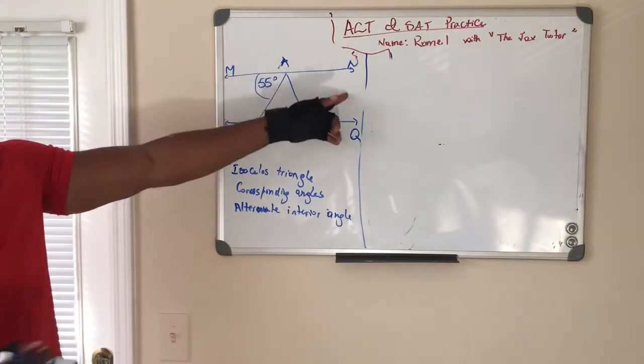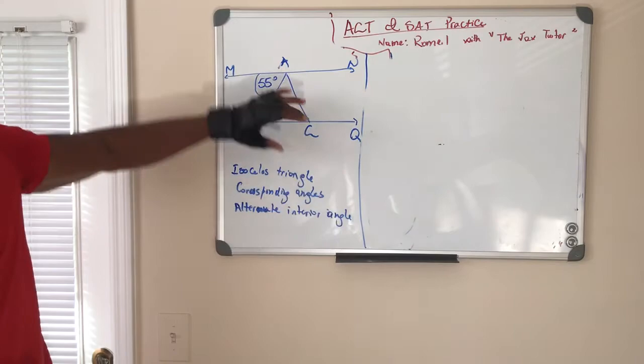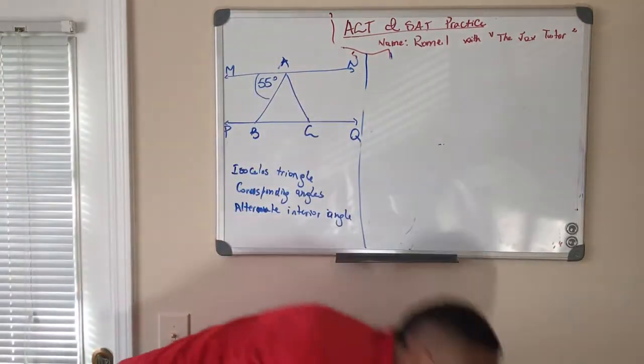So we have two parallel lines here, a transversal going this way and a transversal going that way. But really, this is an isosceles triangle. Let me show you exactly what they ask us here.